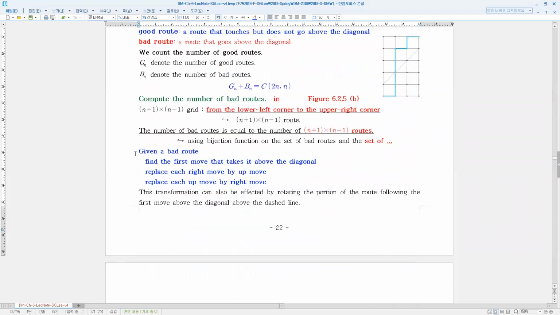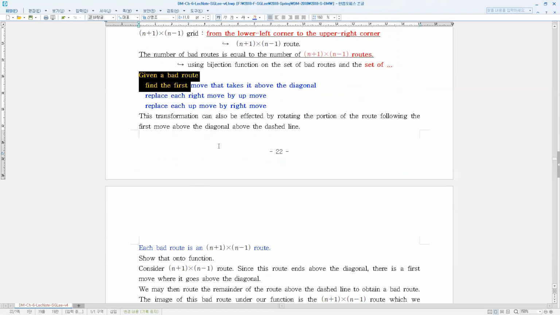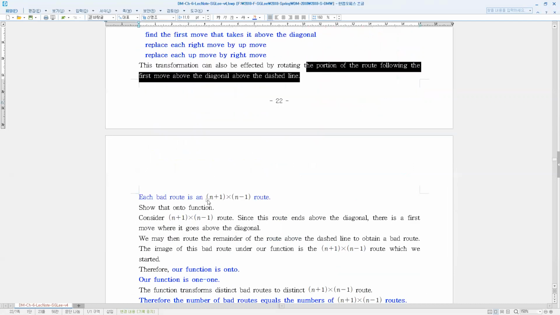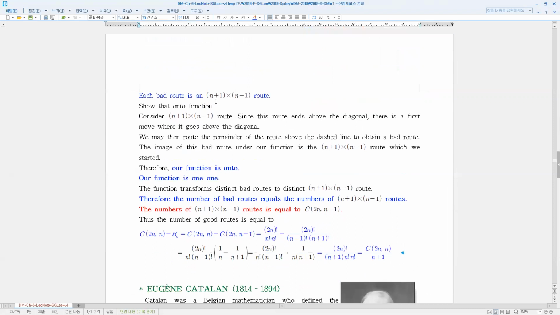Given a bad root, find the first move that takes it above the diagonal. Replace each right move by an up move and each up move by a right move. This transformation can also be achieved by rotating the portion of the root following the first move above the diagonal above the dashed line. So each bad root becomes an n plus 1 by n minus 1 root.